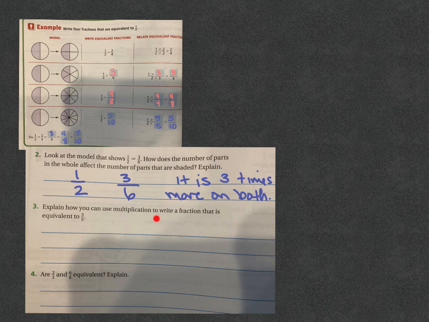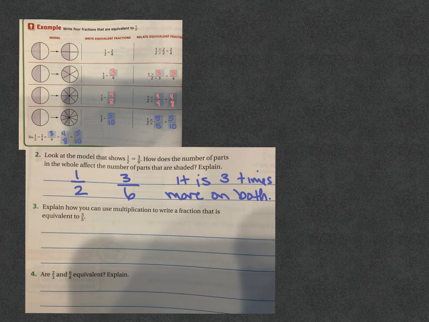Explain how you can use multiplication to write a fraction that is equivalent to 3/5. Okay, knowing that we keep fractions equivalent no matter what, as long as we're fair, as long as we multiply the numerator times the same number as we do the denominator. As long as we do that, it will always be equivalent. We're taking that very same amount and we're just chopping it up into different pieces. But we're not changing the amount. It's still there. We're just cutting it up differently.